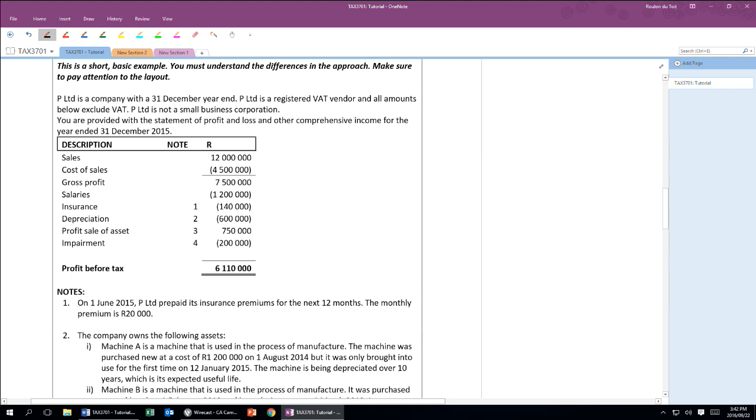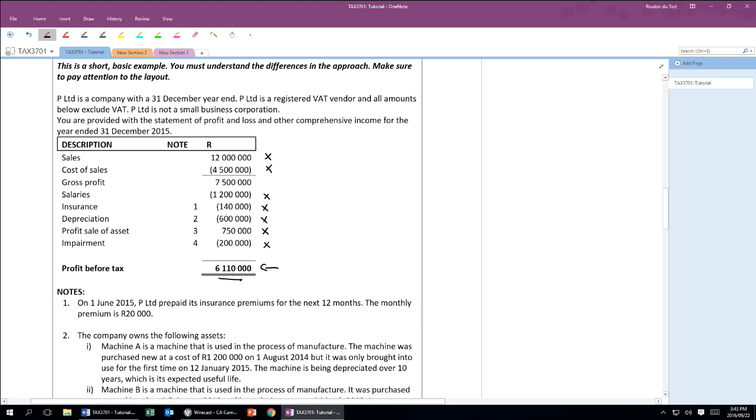The most important thing that you need to see when we are starting with profit before tax is that the accountant has already done a lot of things to calculate that 6.1 million rands there. The accountant has added sales, deducted cost of sales, deducted salaries, deducted insurance, depreciation, added 750 for profit on sale of an asset, and deducted an impairment. But when we did the question just now, some of the things we did the same and some of the things we did a little bit differently.